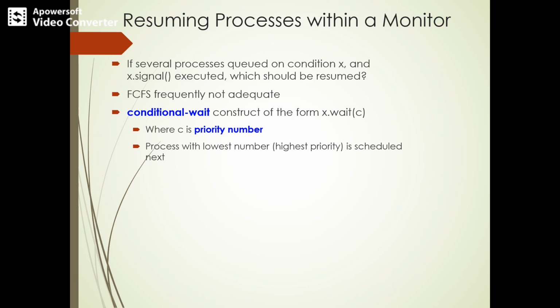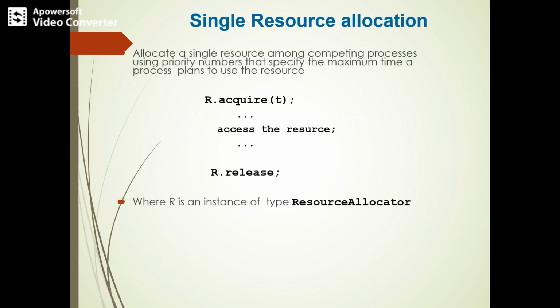The conditional wait construct has the form x.wait(c), where c is an integer expression that is evaluated when the wait operation is executed. So what is c? It is a priority number. It is then stored with the name of the process that is suspended. So when x.signal is executed, the process with the smallest associated priority number is resumed next.